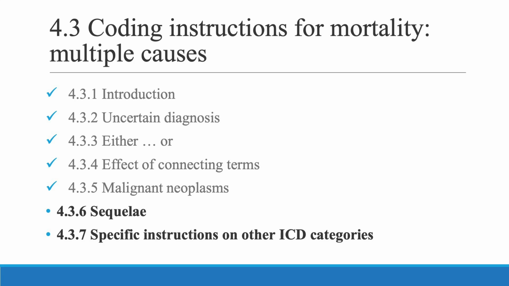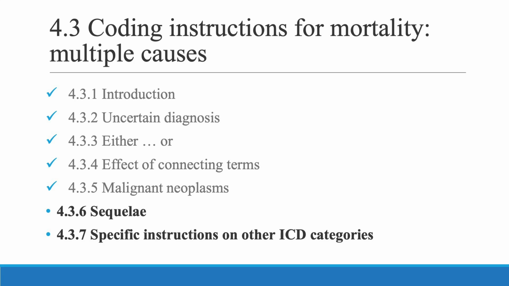In Sessions 1 and 2 of this series and other videos, several subsections of Section 4.3, Coding Instructions for Mortality, Multiple Causes, have been covered. They're shown on this slide in gray tone. In this session, Session 3, we will explore the instructions at subsection 4.3.6 and 4.3.7 to complete the coding instructions for multiple causes of death.